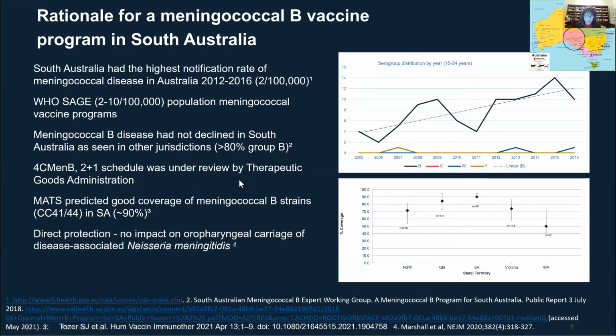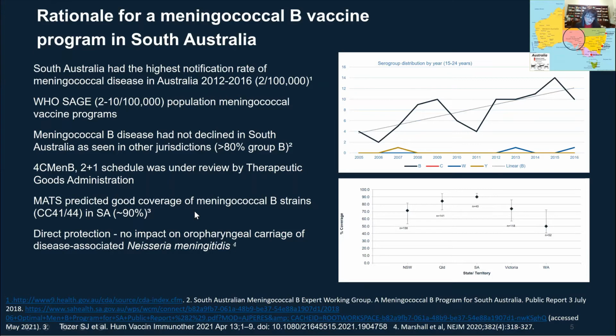And while W and Y had increased around the world in 2017 and 18, in South Australia, we really had predominance of serogroup B, so that even throughout all the preceding years, B was the cause of over 80% of our cases, compared to about 50% nationally. The 2+1 schedule was under review by our Therapeutic Goods Administration. We already had a 3+1 schedule that had been approved, but obviously a 2+1, like they have in the UK, was going to be more cost effective.